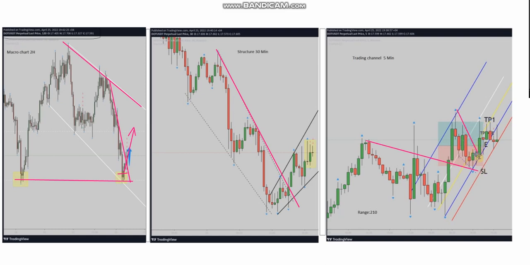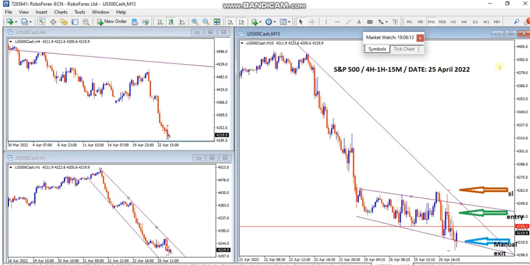You see also this channel that broke, so he enters here with this target here and stop loss here. So thanks Yasin for sharing this trade. So another trade was shared by Easy.